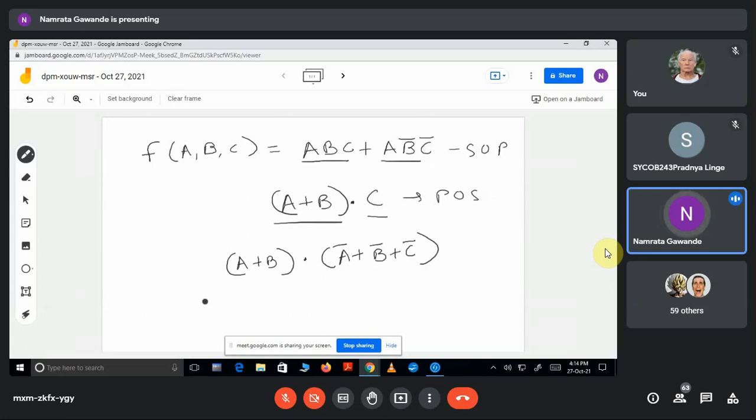Which form is this? POS. POS. Okay. Which form is this? Last one. SOP. Okay. So you understood the POS and SOP expressions, right?